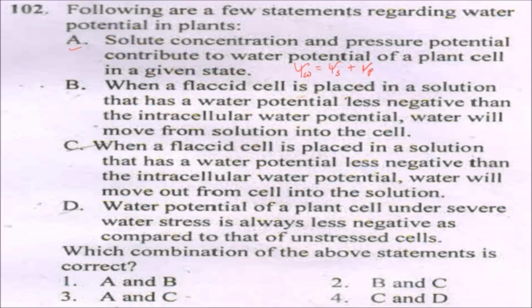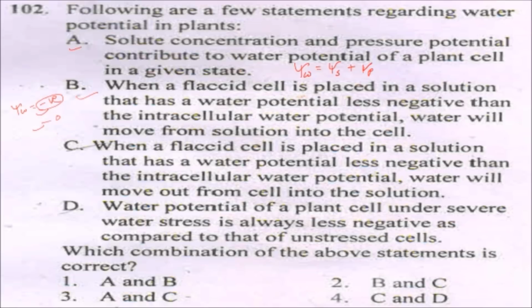Next is, when a flaccid cell is placed in a solution that has a water potential less negative than the intracellular water potential, water will move from the solution into the cell. It is true because if we are saying that water potential is less negative, it means what? It is having a higher value. We know that negative means the one which is less than 0. So one which is less negative will have the higher value, and water moves from the less negative to the more negative part, or we can say from higher potential to the lower potential. So the statement is true.